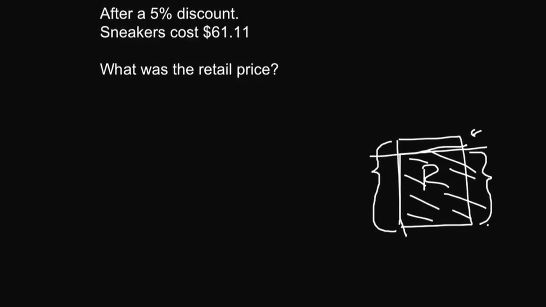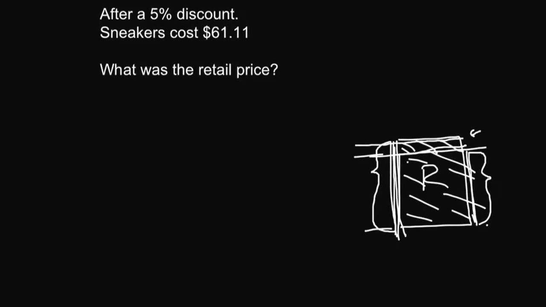Well, the problem with that is that you're taking 5% of a smaller number. You're taking 5% of $61.11, not 5% of the retail, because once again, the percent of change is always factored on the start. Well, what was the start? The start was the retail. So if you take 5% of the sale price, you're getting 5% of a smaller number, and your answer will be just a little bit too low. It'll be 100% wrong, even though it's just a little bit too low. So you can't do it that way.